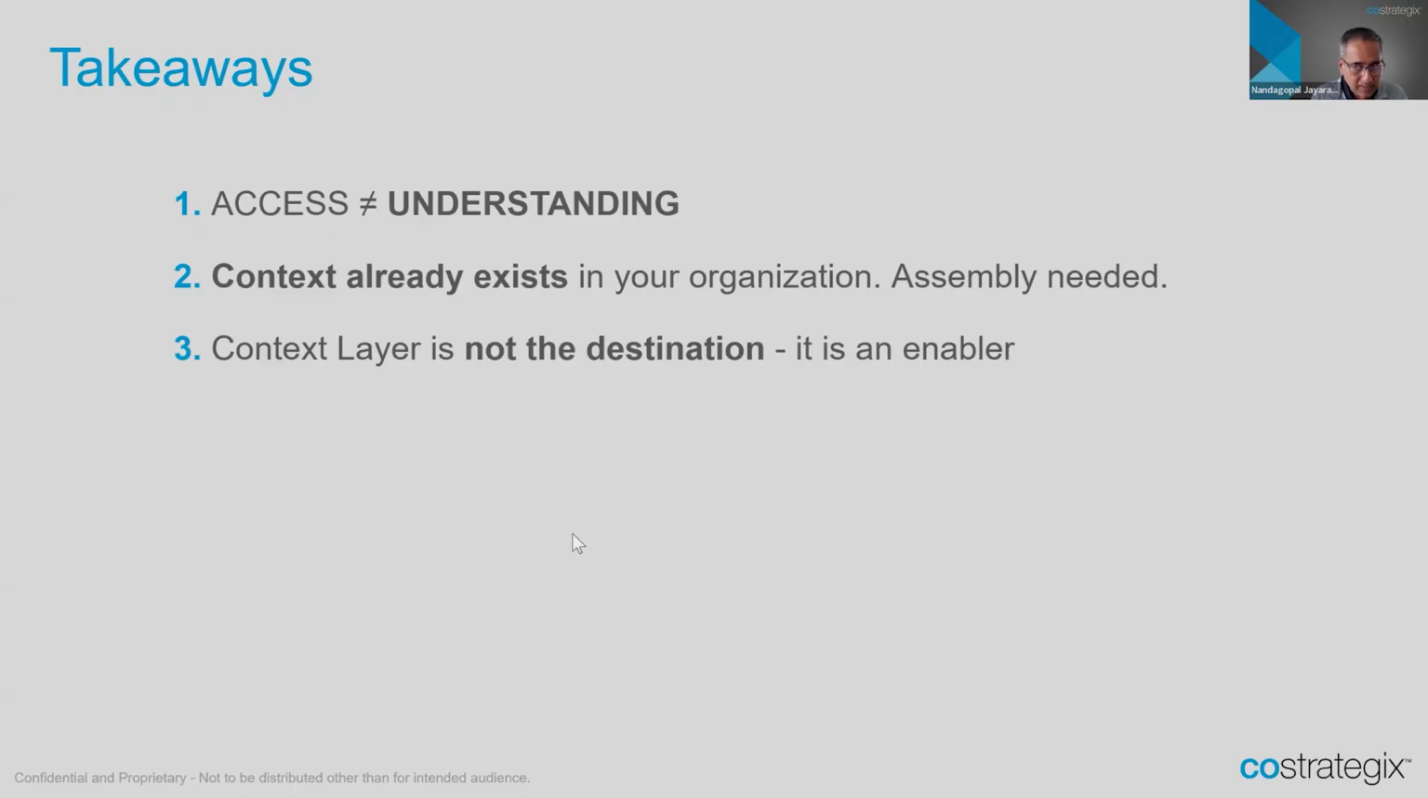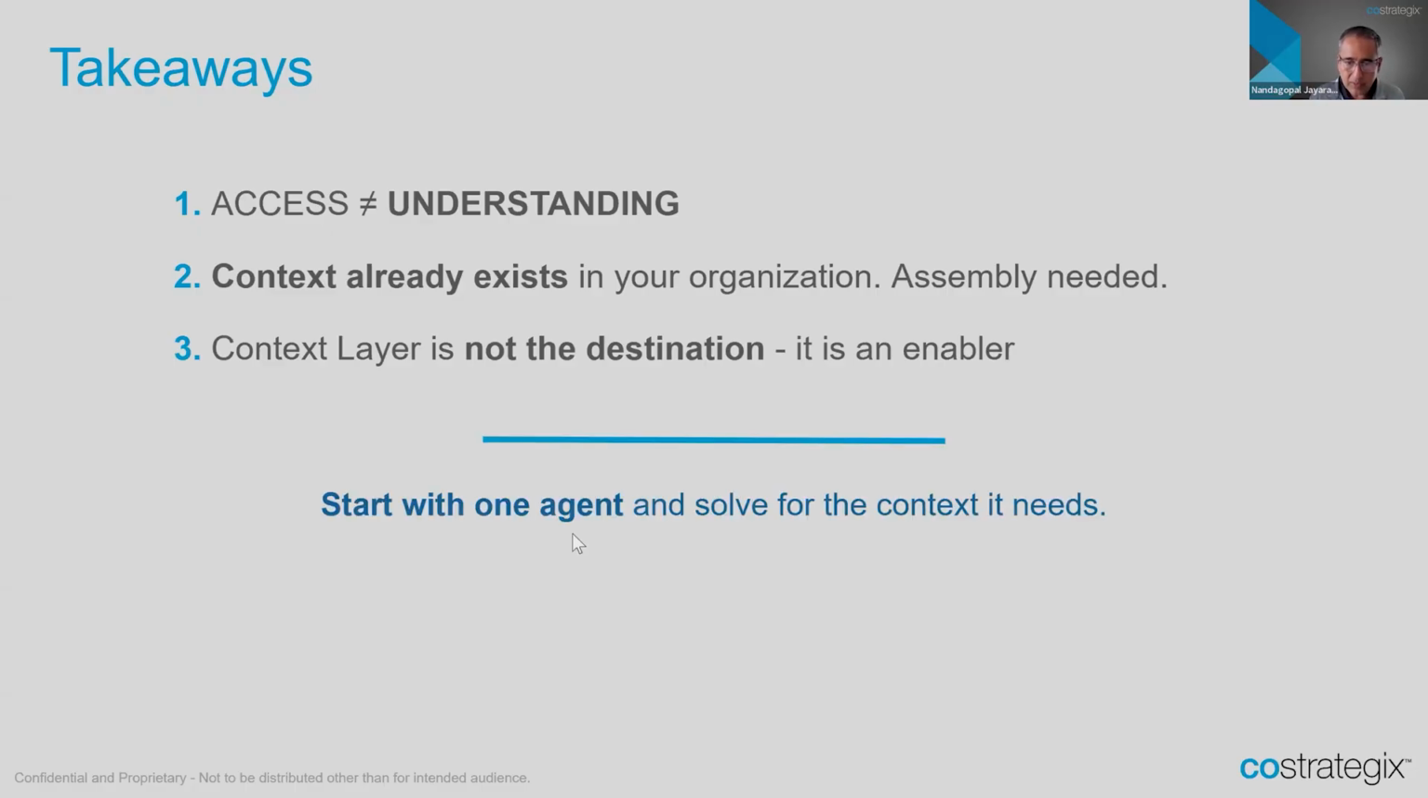The context layer is not the destination, it is an enabler, right? So don't start the pursuit of the context layer itself, but start with an agent and solve for the business needs, then figure out what context it needs, and bring that together. But do so in a way that can be extensible, that can scale with other agents as well. Start small, but build towards that vision. And so at the end of about 10, 15 agents, you could say we have a context layer, right? That's really an architectural takeaway from this.